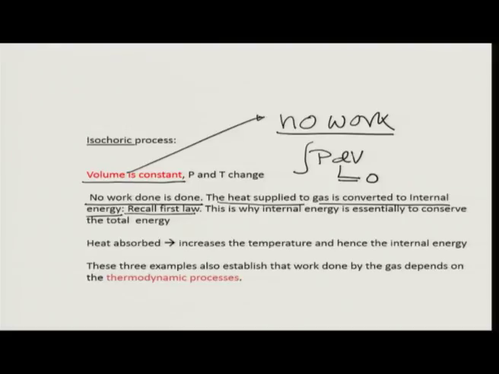Recall the first law. I was not saying delta Q and delta W are conserved. Okay. I am saying take delta Q, delta W and dU all together, and then you can have conservation of the total energy. That is my first law of thermodynamics. This is why internal energy is essential. Internal energy is essential to conserve the total energy.